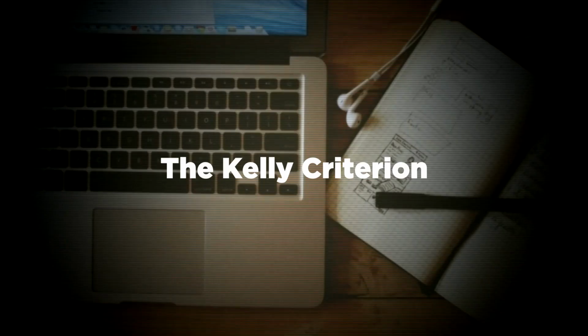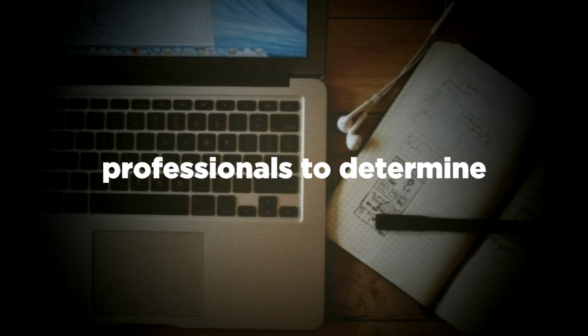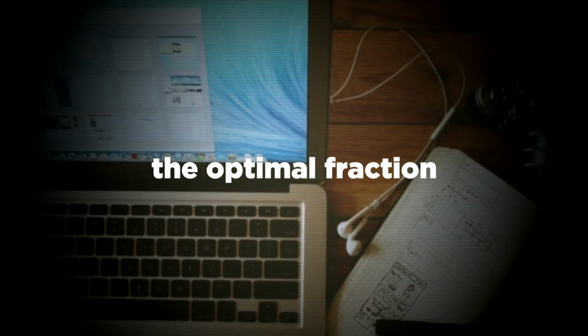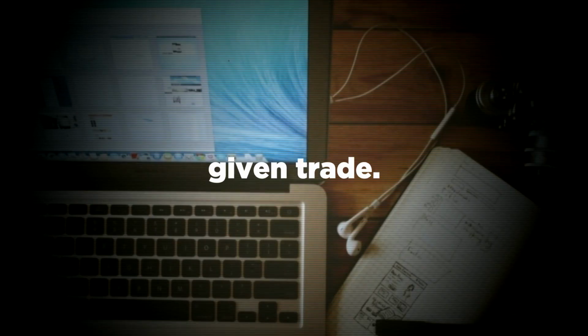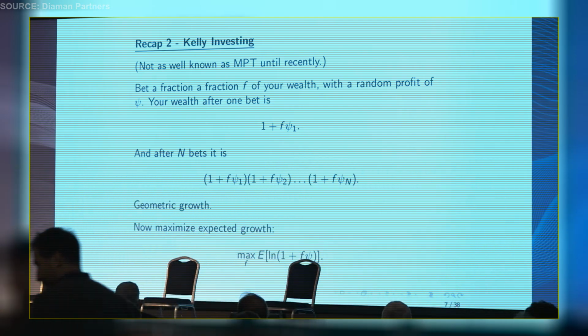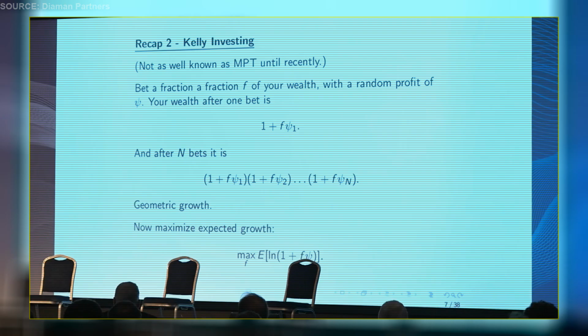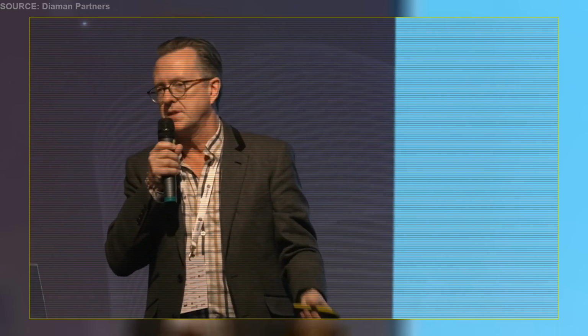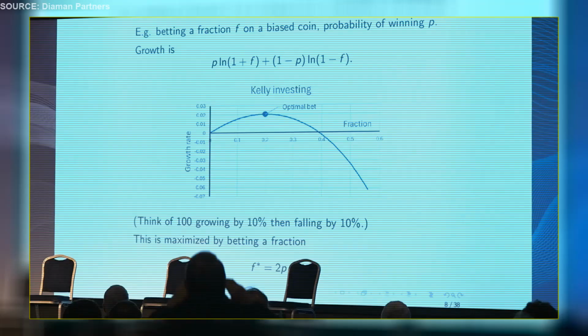The Kelly criterion is a mathematical formula used by professionals to determine the optimal fraction of wealth to wager on any given trade. Amongst finance professionals, but it's even easier than modern portfolio theory. It says if you invest a certain fraction of your money on some risky bet, it's got a positive return, but some risk, it tells you how much you should invest, what fraction you should invest if you want to maximize your expected return. The maths is absolutely trivial.